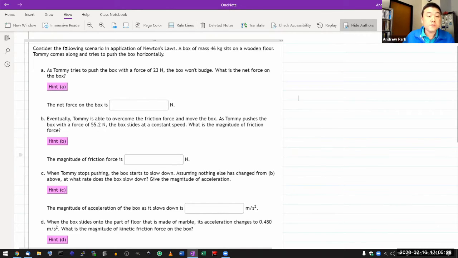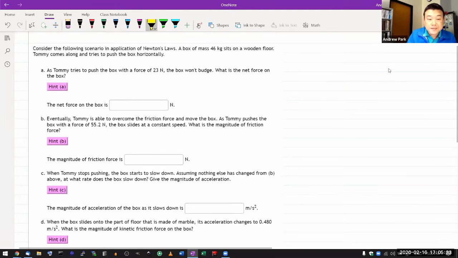It says, consider the following scenario in application of Newton's law. It is meant to be a hint that it's Newton's laws that you should be looking at. A box of mass 46 kilograms, and if I end up using symbols, I'll use a symbol M for that, sits on a wooden floor. Tommy comes along and tries to push the box horizontally. As Tommy tries to push the box with a force of 23 newtons, the box won't budge. What is the net force on the box?